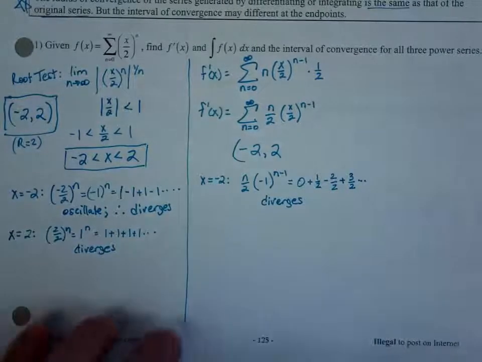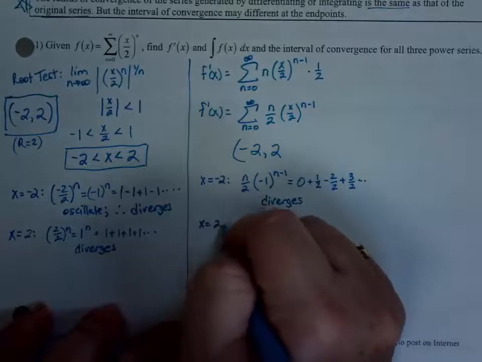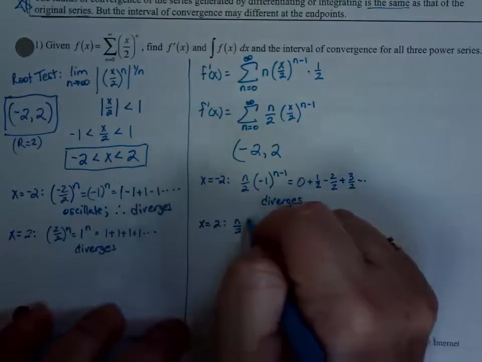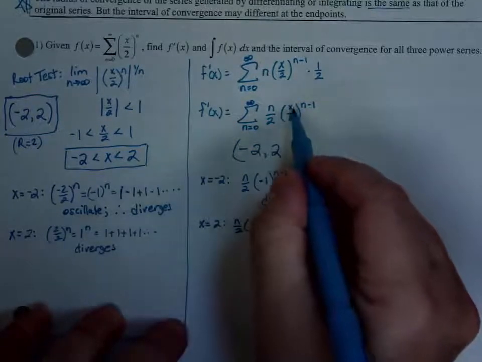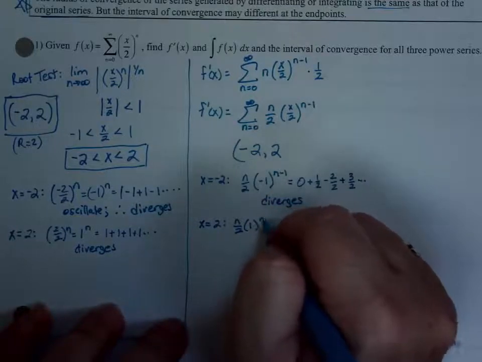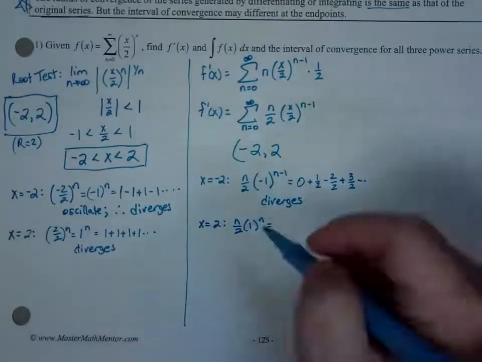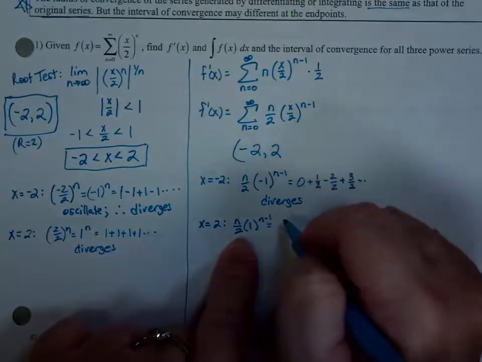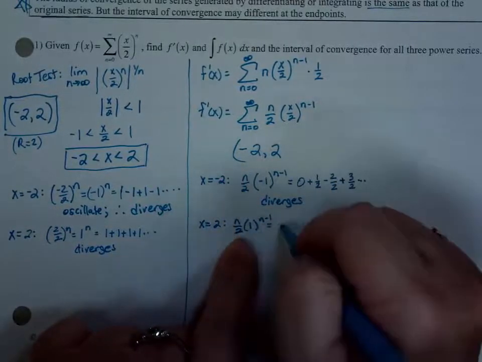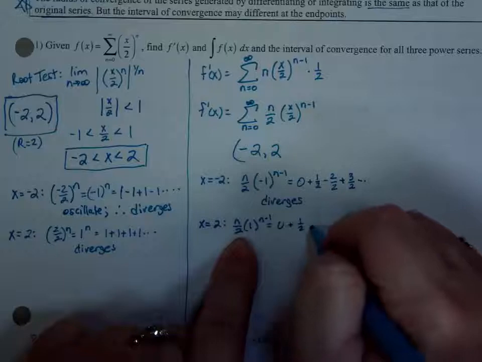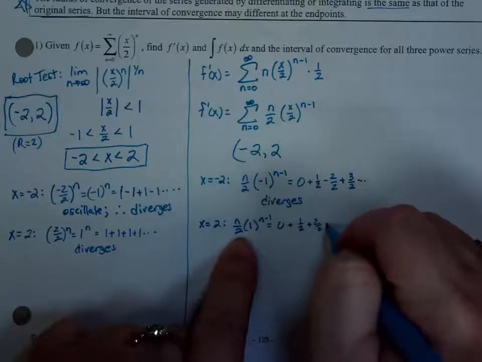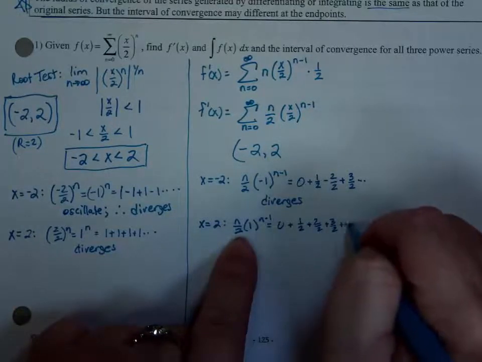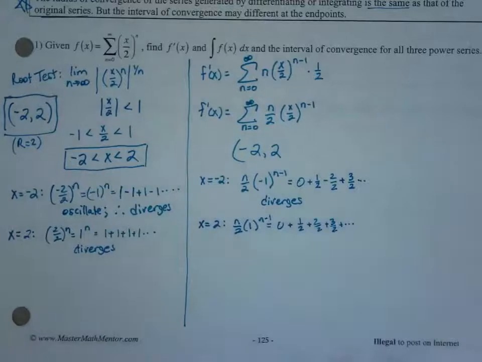All right, now same process with the positive 2. So that'd be n over 2 times positive 2 over 2, which is positive 1 to the n, minus 1. Whoops, forgot the minus 1. Okay, so the 1 doesn't really do anything, because 1 to any power is 1. So it's just the n over 2 I'm really worried about. So that's 0 over 2 plus 1 over 2 plus 2 over 2 plus 3 over 2, dot, dot, dot. Converge or diverge?